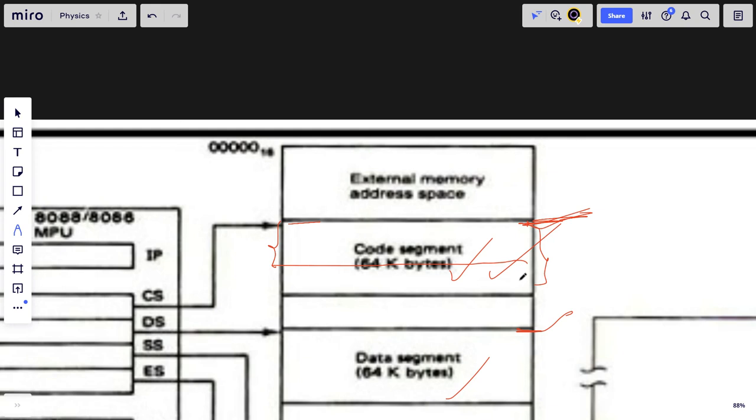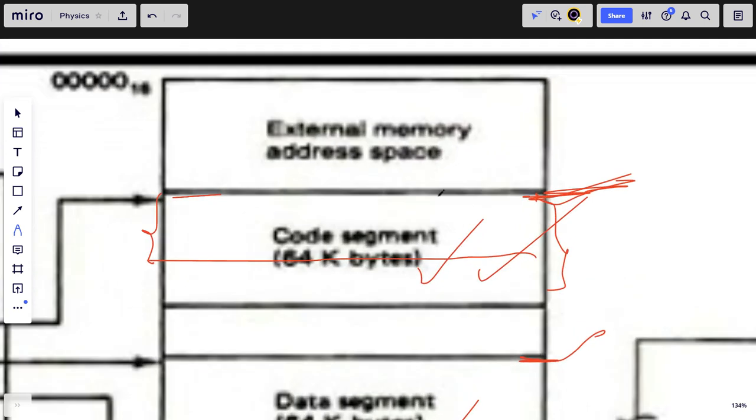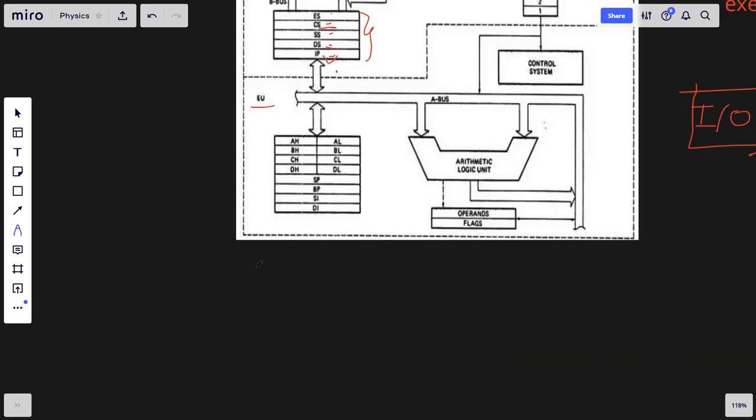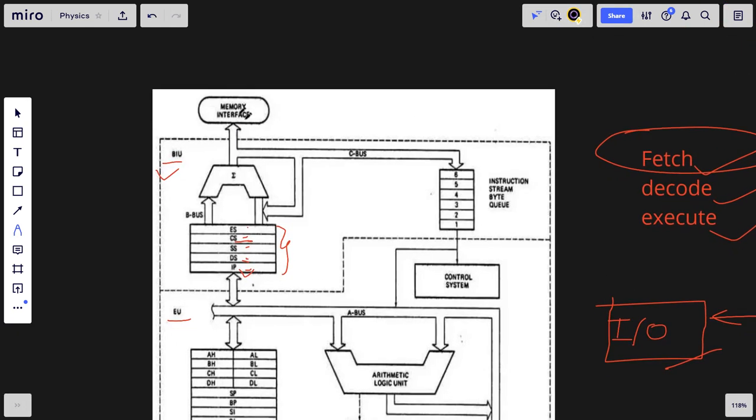So the code segment register tells us that we have to go to the code segment. Where is the code segment in the memory? Basically it tells us the address, and the IP tells us to go to that place within the code segment and you will find the next instruction. So basically CS, the code segment register, plus IP, the instruction pointer, is equal to the address of your next instruction, which is fetched by the memory interface.